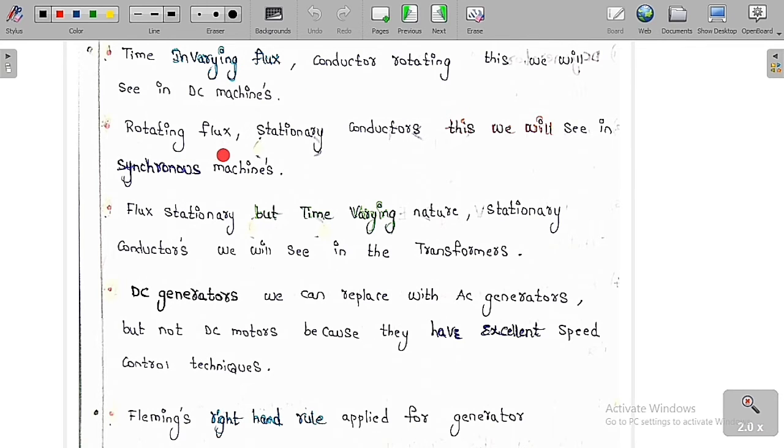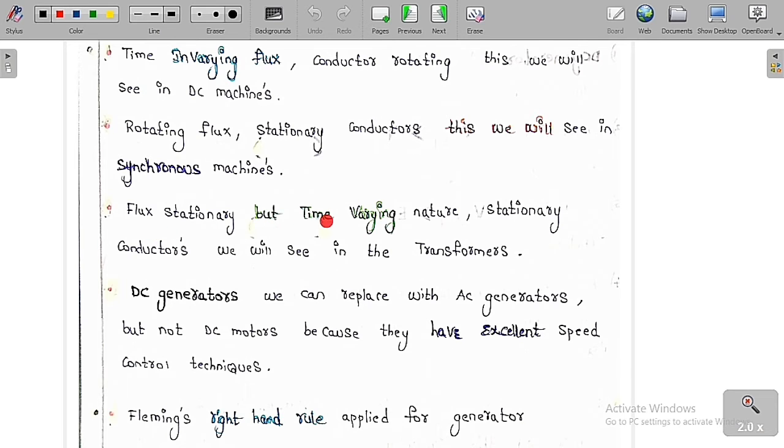Whereas rotating flux and stationary conductors, this we will see basically in the synchronous machines. I have already told you, in synchronous machines, for higher rating machines, we keep the field winding on the rotor and the armature coils on the stator. Because of the rotation of the rotor, we get a rotating flux and stationary conductors. Whatever EMF is induced in the conductors because of this rotating flux is again called the dynamically induced EMF.